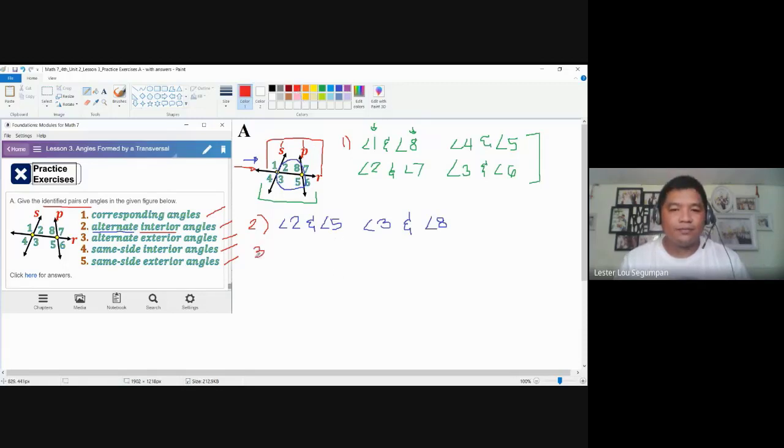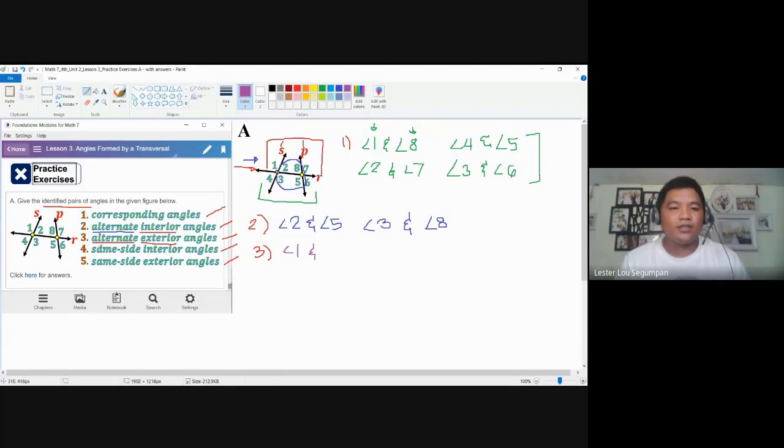As for number 3, alternate exterior, so it's still alternating but now on the exterior. So instead of angles 2, 3, 8, and 5, we are going to focus on the angles found on the exterior parts, which are angles 1, 4, 7, and 6. If I pick angle 1, its pair, or the angle to be paired with this for them to be considered alternate exterior angles, are also angles found in the exterior. So it could either be angle 4, 7, or 6.